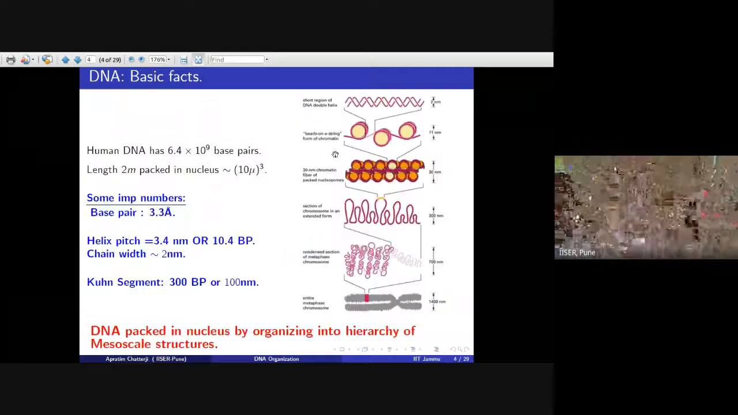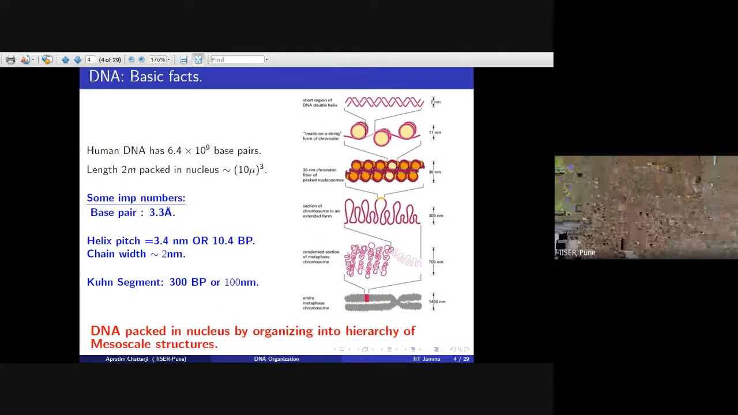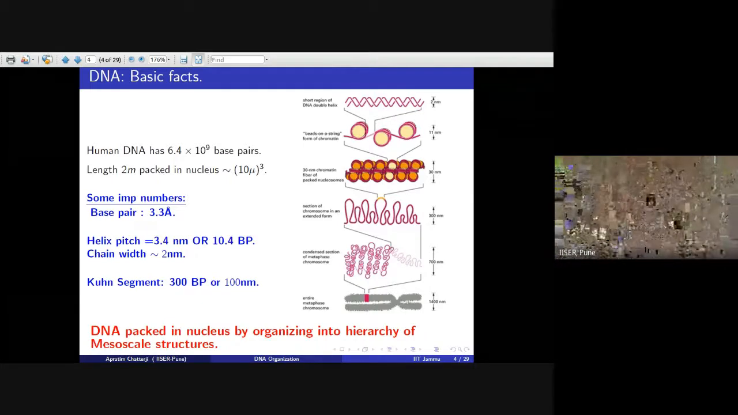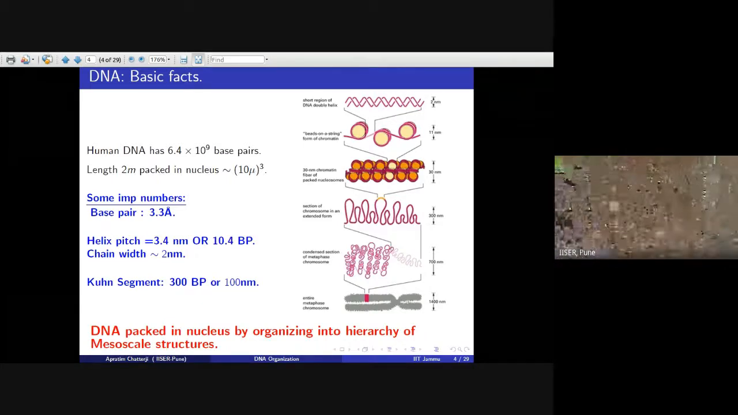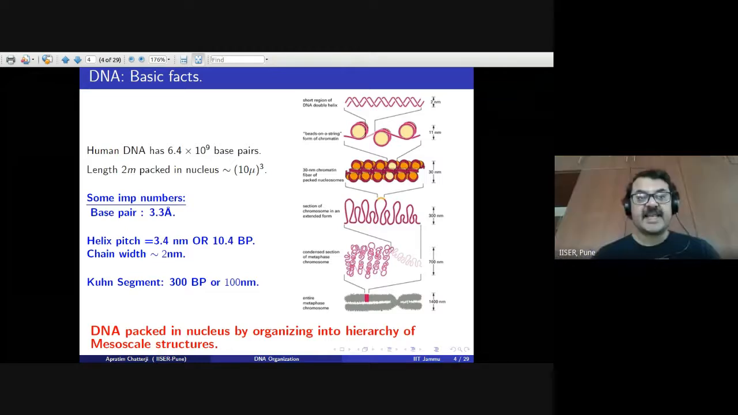With this background, let me introduce what DNA is. Because there's a physics audience, I think it would make sense to go through the basics of how DNA is organized inside the cell. Just to give you an idea of length scales, the human DNA has around 6.46 billion base pairs, and there are 46 molecules inside each cell. If you take all of these molecules and stretch them out end to end, they would cover around 2 meters. So 2 meters of these DNA chromosome molecules are packed inside a nucleus of 10 micron cube.